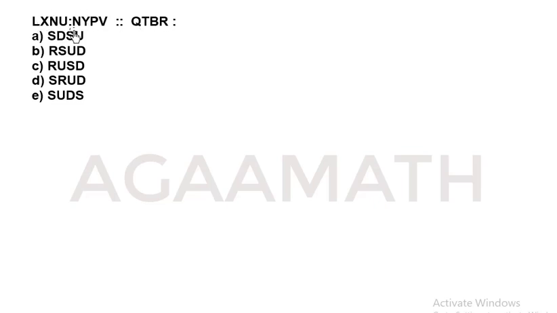So this is a coding which is given: L X N U is coded as N Y P V. Now we have to decode it. Decode means how, after the L, the L is coded as N.